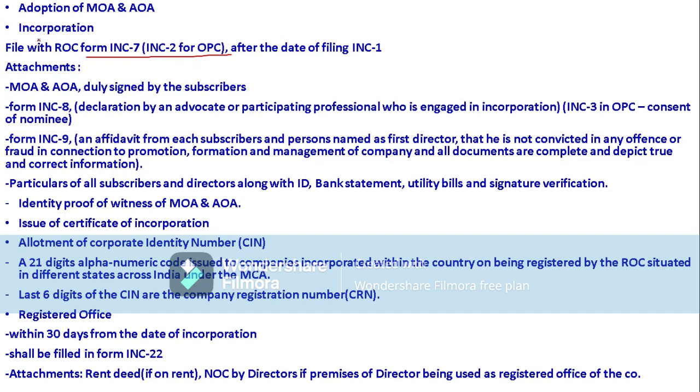In this form INC 7, what attachments do we have to give? MOA and AOA duly signed by the subscribers. Subscribers are promoters or directors of the company, who signed the prospectus. If we see the next one, form INC 8 means declaration. It is a declaration by an advocate or participating professional who is engaged in incorporation. INC 3 should be given by the OPC, one person company, or else if it is a public or private limited company, they have to give form INC 8, incorporation 8 form.